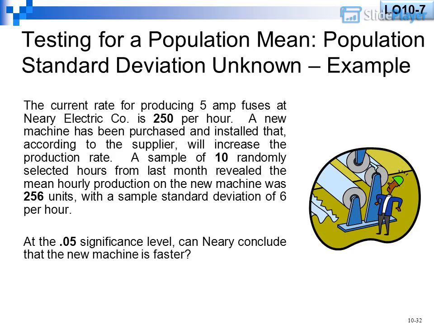LO10-7. Testing for a population mean, population standard deviation unknown. Example: the current rate for producing 5 amp fuses at Neri Electric Company is 250 per hour. A new machine has been purchased and installed that, according to the supplier, will increase the production rate. A sample of 10 randomly selected hours from last month revealed the mean hourly production on the new machine was 256 units, with a sample standard deviation of 6 per hour. At the 0.05 significance level, can Neri conclude that the new machine is faster?